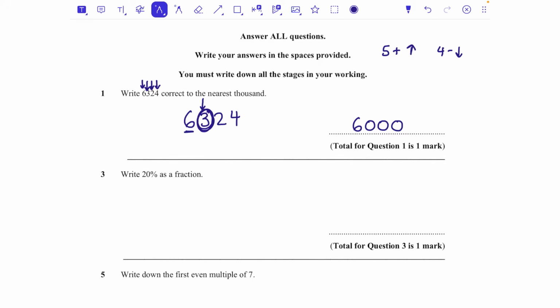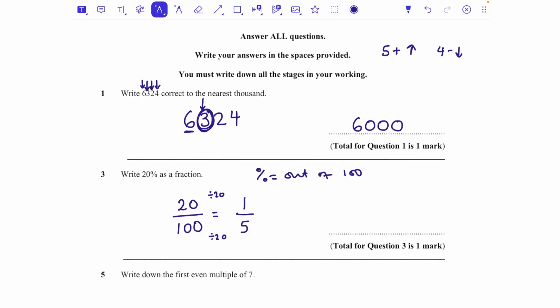Question number 3, write 20% as a fraction. So percent means out of 100. So if you ever see 20%, you know that's going to be 20 out of 100. And we're not asked to simplify this here. So that would be absolutely fine for the marks. I am going to simplify it though. They are both in the 20 times table. So I'm going to divide the top by 20 and divide the bottom by 20, and that gives me 1/5.